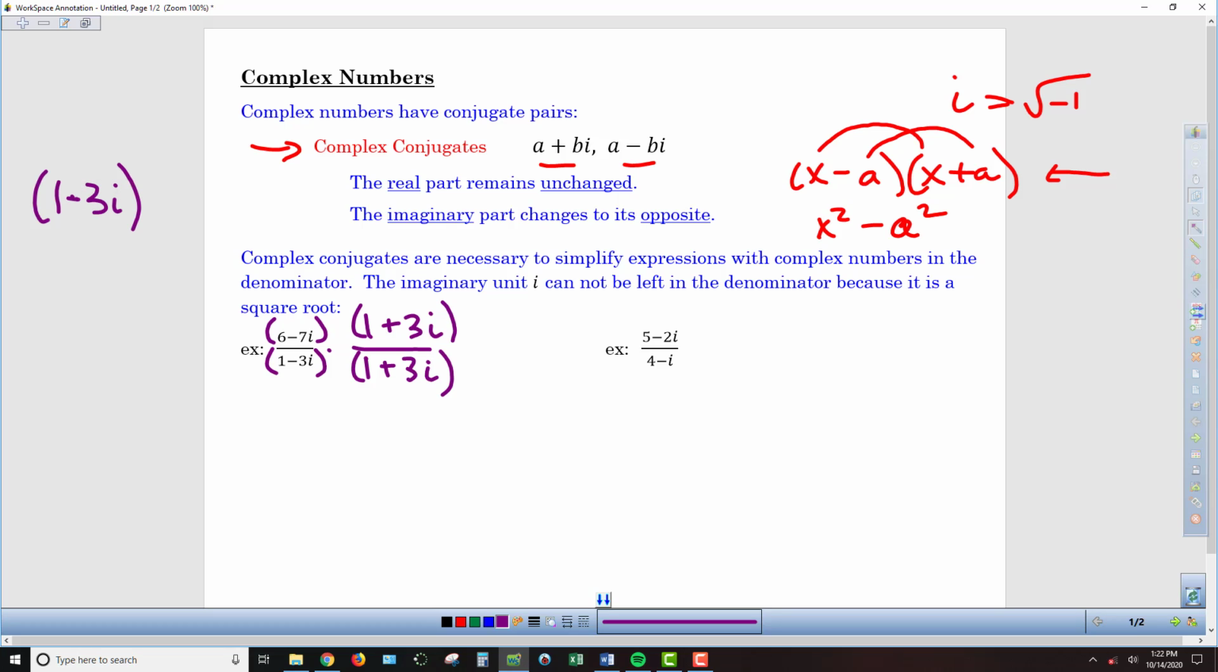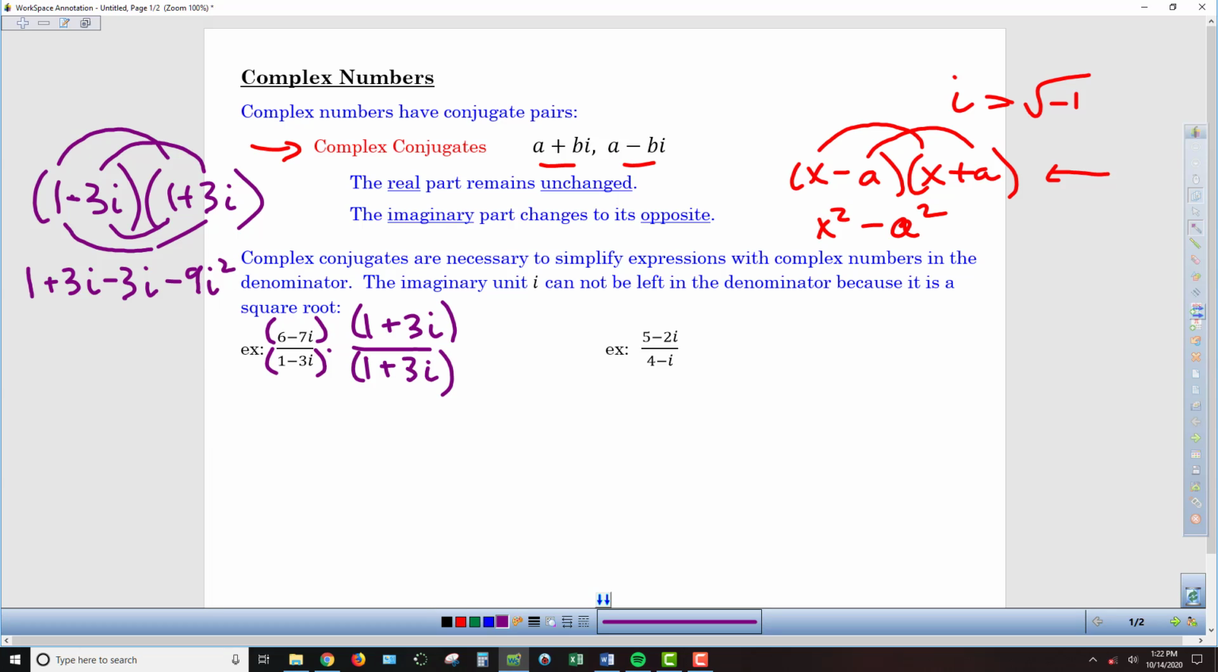So I have 1 minus 3i times 1 plus 3i. When I FOIL that, I get 1 times 1, which is 1. I multiply my outer, so 1 times 3i is 3i. I multiply the inner pieces, which is negative 3i times 1, so I get negative 3i. And then finally I get negative 3i times positive 3i, so minus 9i squared.